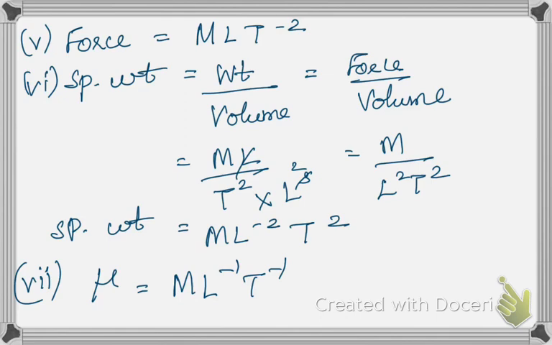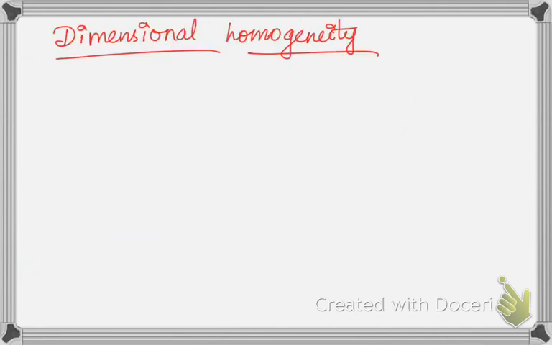And the last concept we'll see in this video is dimensional homogeneity. So what is this dimensional homogeneity? It means that the dimensions of each term in the equation on both sides will be equal. Say for example, if you have an equation, velocity is equal to root of 2gh, and they have asked us to determine whether this equation is dimensionally homogeneous or not.